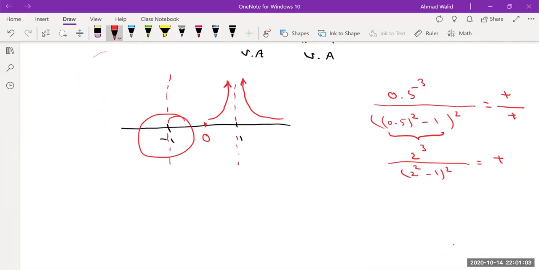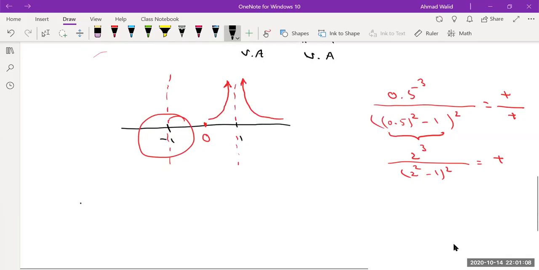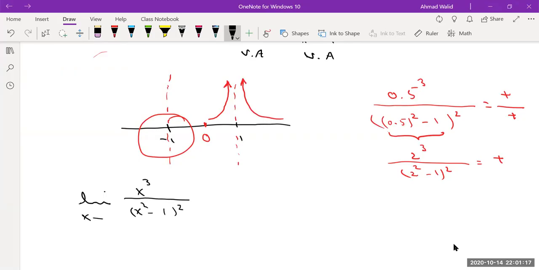Immediately for that problem, you can write: I have the limit of x cubed over (x squared minus 1) all squared as x approaches 1. Then my answer is infinity. But if one of them goes down and one of them goes up, then you say the limit does not exist, remember? Because both of them are not going one way, one down, one up. In that case, you will say the limit does not exist.